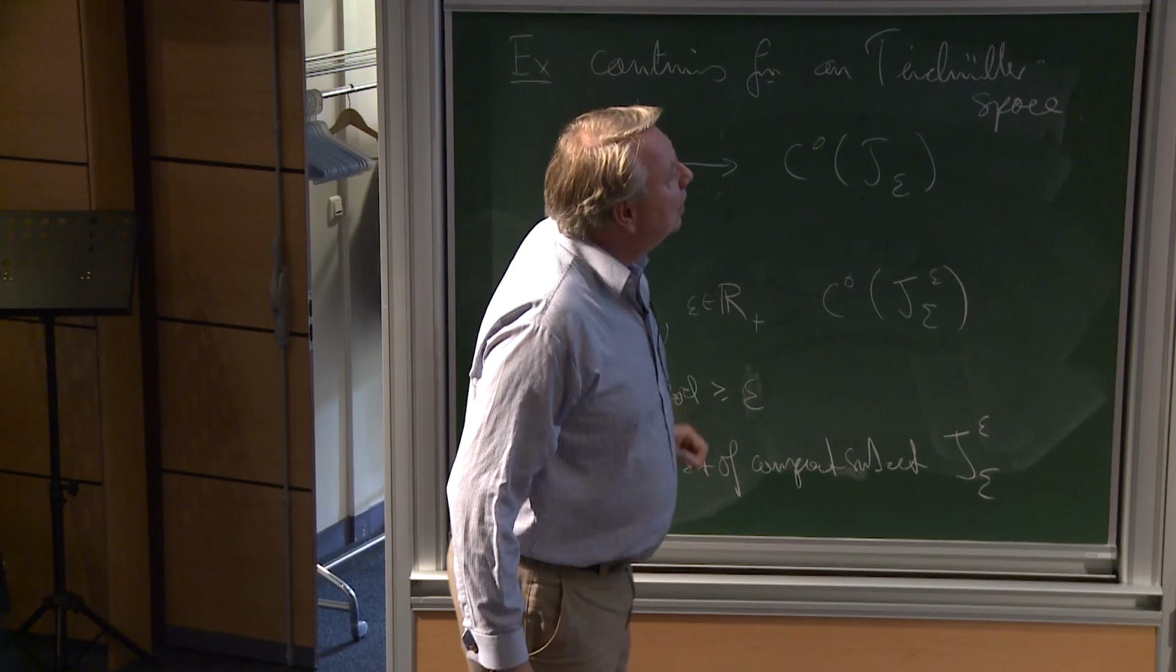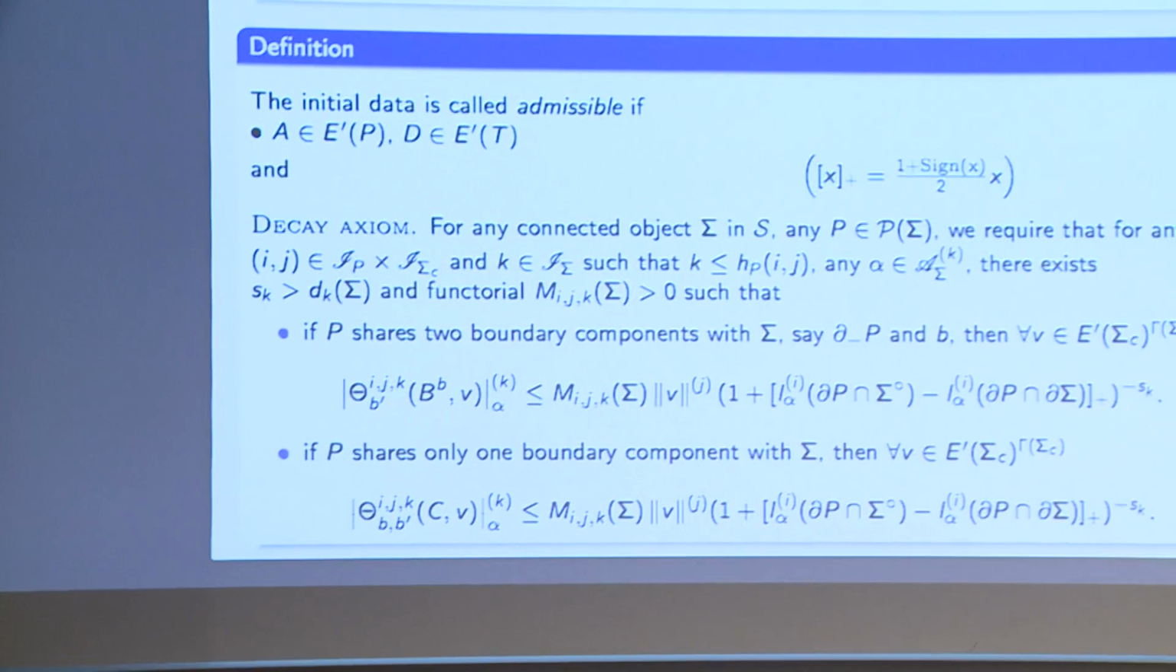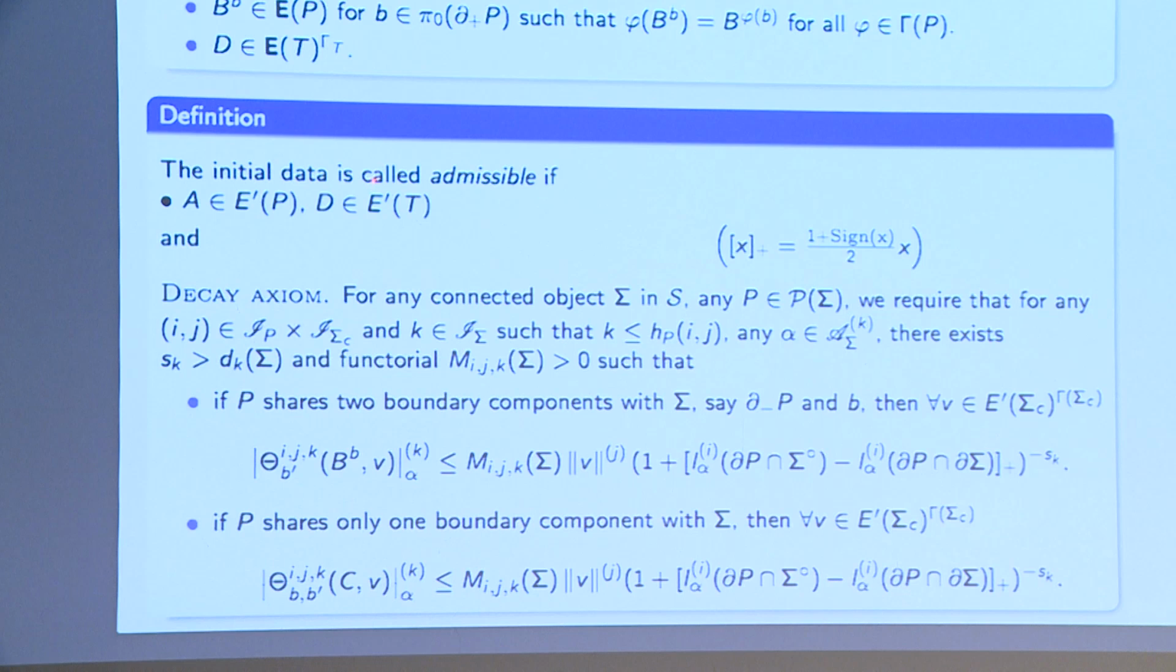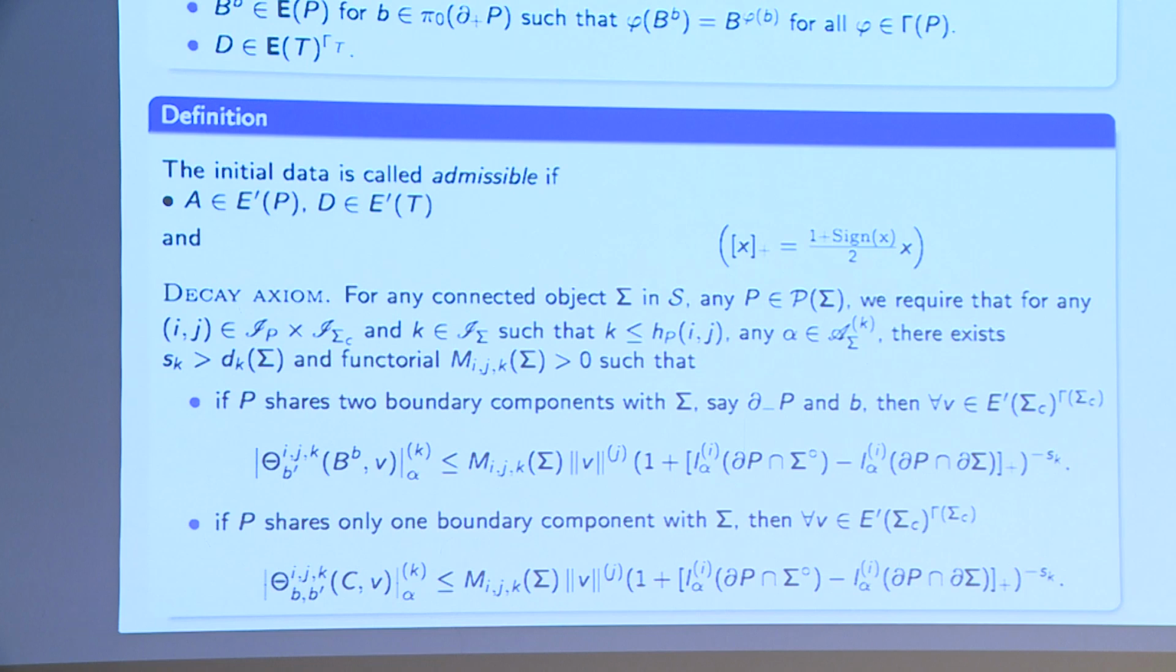Okay, and here is the precise analytic property, the decay axiom that we want for the initial data combined with the gluing maps. It says that if you take two guys from the indexing set of the pair of pants and the complement of the pair of pants for some embedding of a pair of pants inside sigma, and now you take a k that is less than this map that you get from the directed sets by the gluing morphism, and then you take any seminorm in the glued surface, then you require that there must exist an s_k that is bigger than this d_k that went into the growth rate, and functorial constants that depend on these indices i, j, and k, such that if you take and look at the gluing morphism applied to B and any vector in the complement of the pair of pants, so that's called, where is it?